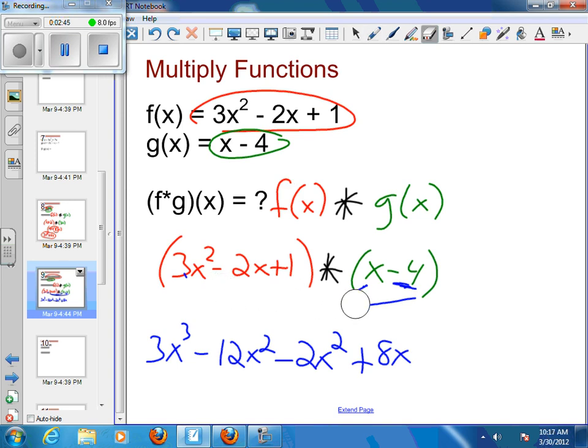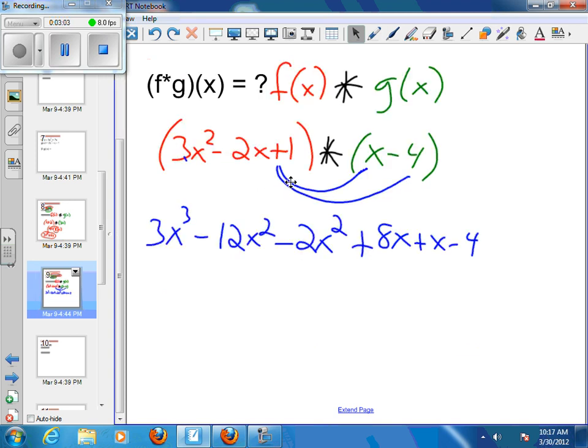Okay, I have done my first two terms, and now I must distribute my third term. My third term is just a plus 1. So I take my plus 1 times x, and that's just a plus x. And then I take my plus 1 times a negative 4, and so that would be a minus 4. Now that I've distributed everything, I'm ready to combine my like terms.